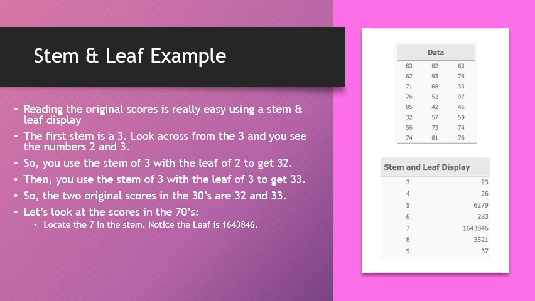Let's look at the scores in the 70s. First, you locate the 7 in the stem and look at the leaf, how many numbers it has. It has 1, 2, 3, 4, 5, 6, 7 different numbers. So there were 7 scores in the 70s. If we went back to the original scores, we would simply read it as 71 would be the first score. And then we would read it as 76 for the second, 74, and so on.